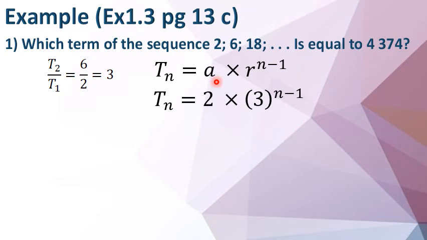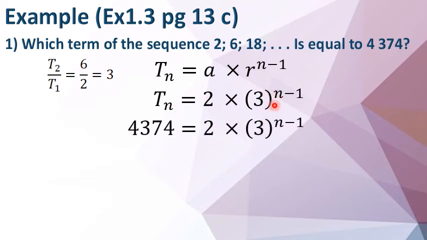Right, so here we're asking, which term? So we have been given the term value, and we're looking for n. So we set up an equation where we replace our Tn with 4,374, and now we somehow have to get this bad boy all by himself. Okay, let's undo the multiplication. 4,374 is equal to 2 times something. How do we undo timesing? We divide. So we divide both sides by the 2, and we get 2,187 is equal to 3 to the power of n minus 1.